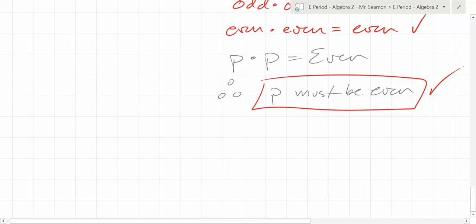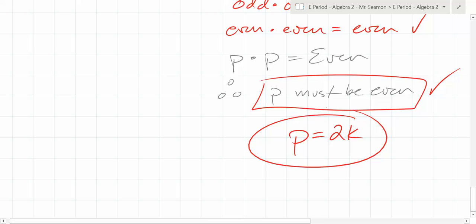Okay. What does it mean for a number to be even, Alex? It's divisible by 2. So P is equal to 2 times some number, let's say K. Does that make sense? It has to be equal to 2 times something.